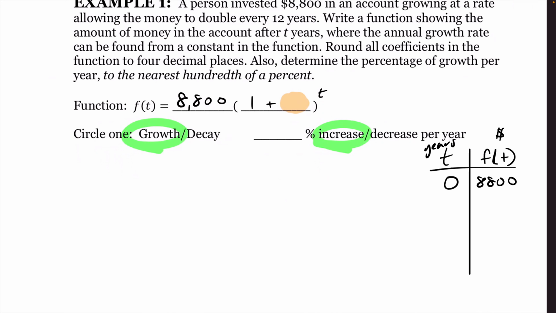Every 12 years, what happens? It doubles. So how much is going to be there after 12 years? So use your calculator. Tell me how much is going to be there after 12 years.